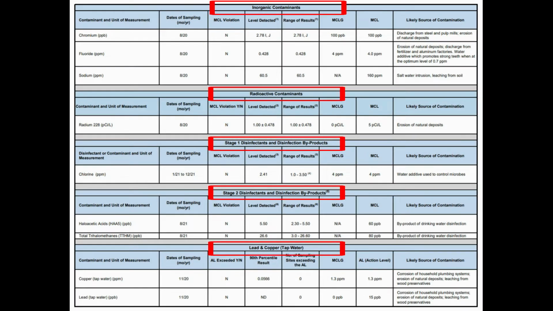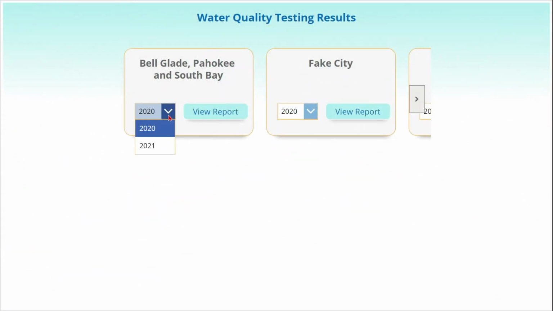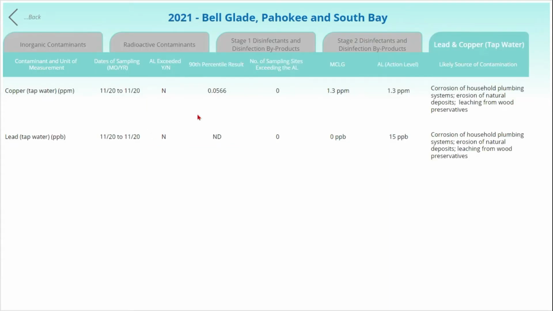For example, here we have the water quality report found on the public site. We input the data into a SharePoint list, then connected it to the app. So now, internally, instead of a spreadsheet type view, we have a very nice tab view.